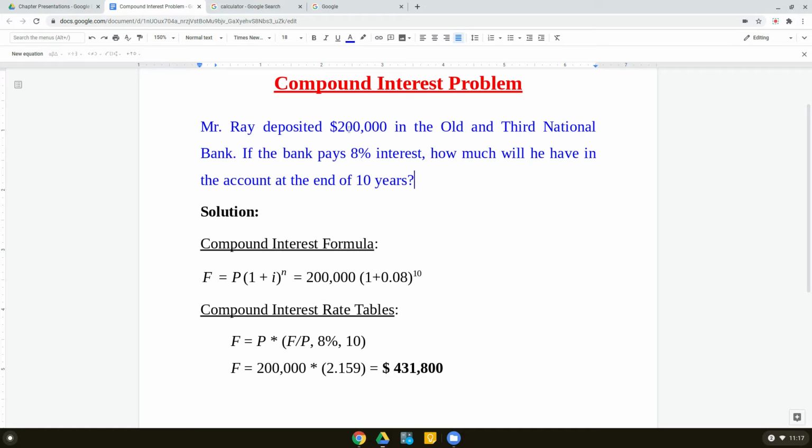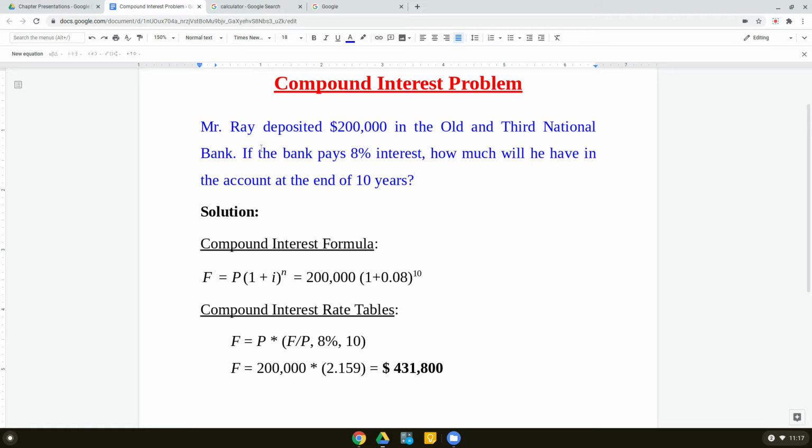Mr. Ray deposited $200,000 in the Old and Third National Bank. If the bank pays 8% interest, how much will he have in the account at the end of 10 years?